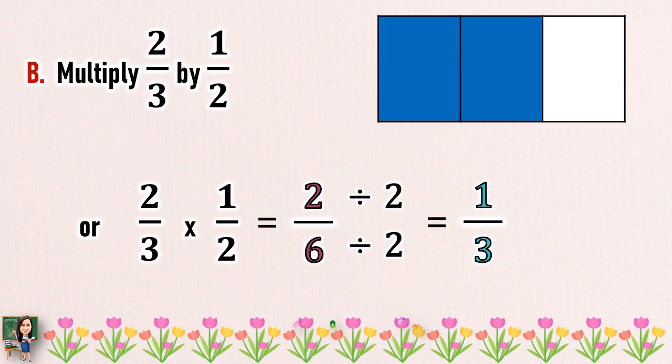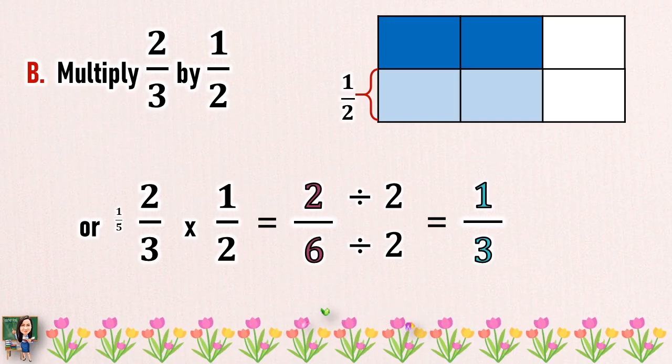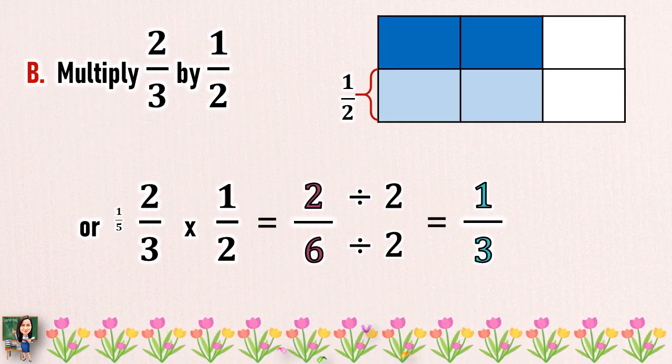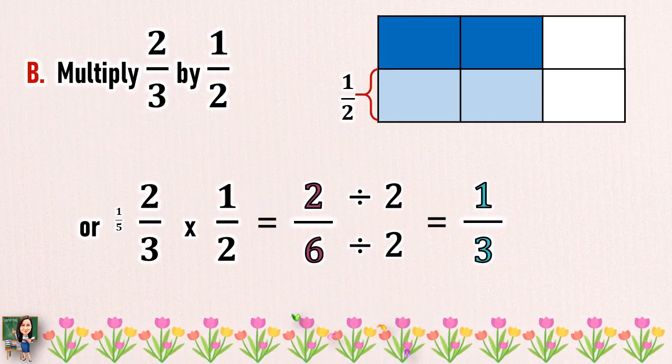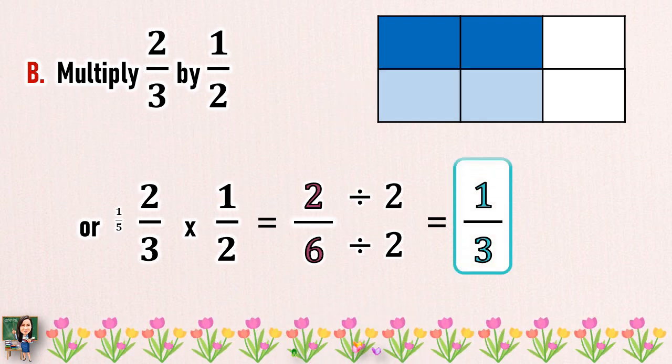2/3. Then combine 1/2. This is 1/2. And now this model shows 2/6. The light blue shows 2, which is the numerator. And it is equally divided into 6. So that is 2/6. Or, in lowest term, 1/3.